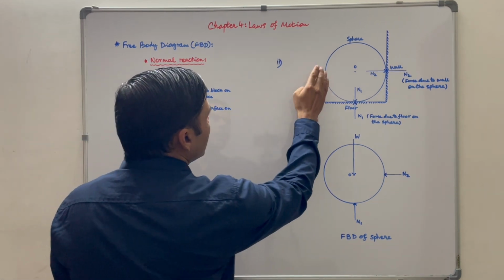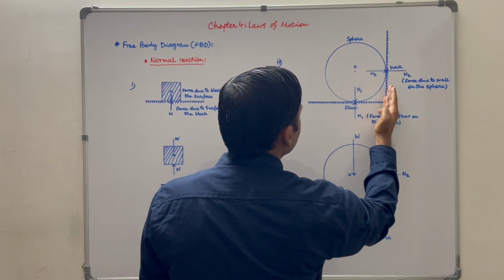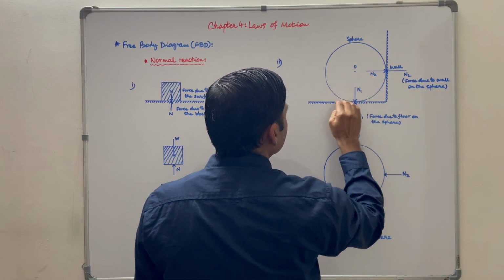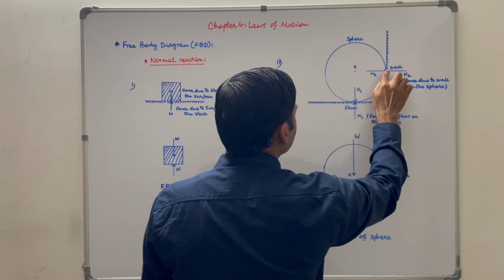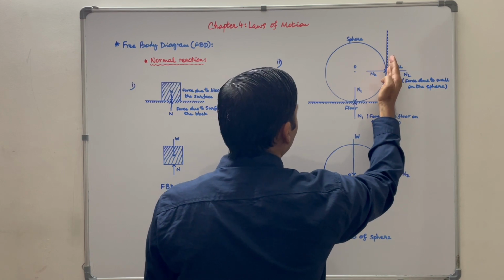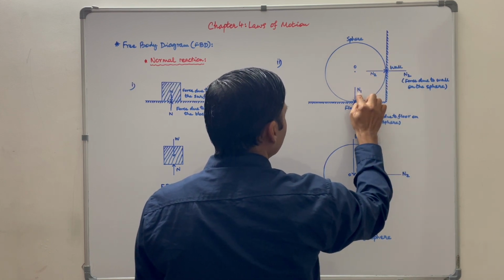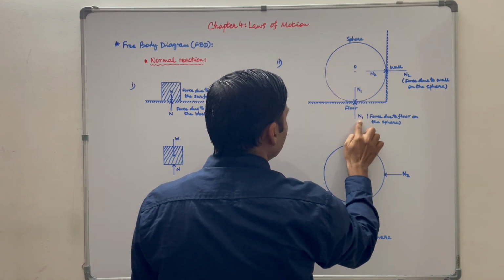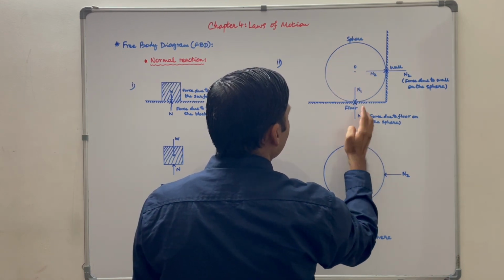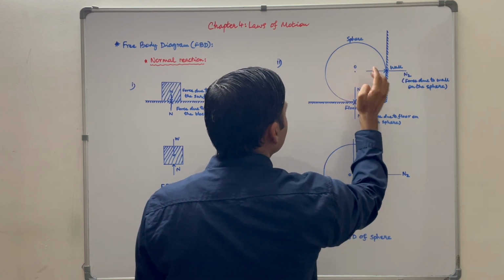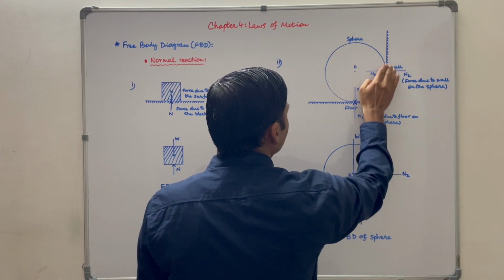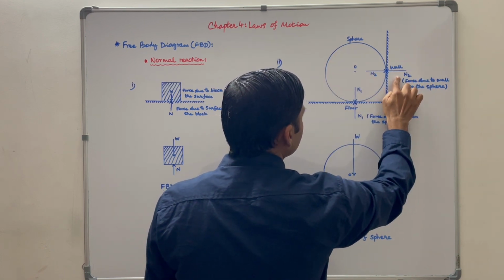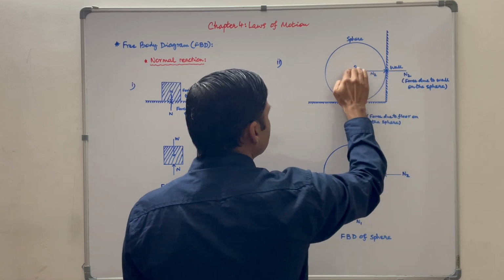In this scenario, a sphere is kept on the floor and it touches the wall. There are two contact points. First, where the sphere touches the floor, and second, where the sphere touches the wall. This normal reaction N1 is the force applied by the sphere on the floor, and this normal reaction N1 is the force applied by the floor on the sphere. This normal reaction N2 is the force applied by the sphere on the wall, and this normal reaction N2 is force applied by the wall on the sphere.